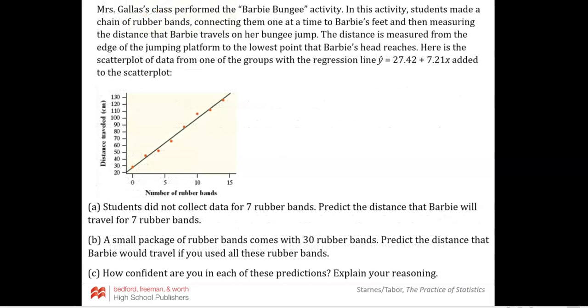So this one: students did not collect data for 7 rubber bands, predict the distance. Now 7 seems reasonable. We didn't do that one, but we could definitely plug that into the formula. So you're just going to plug in 7 for x and go with it.